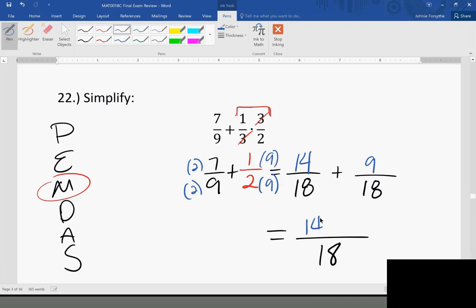And so now that I have that common denominator, I'm going to keep that denominator the same and then combine the top, 14 plus 9. And then 14 plus 9 is going to be 23. So I have 23 over 18. And then I can't reduce that further, so that's my final answer.